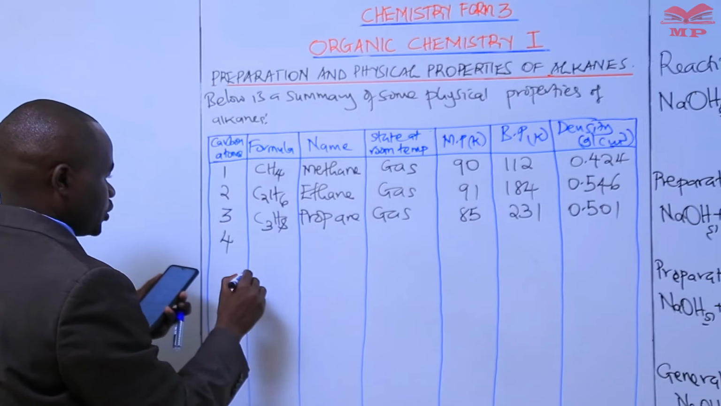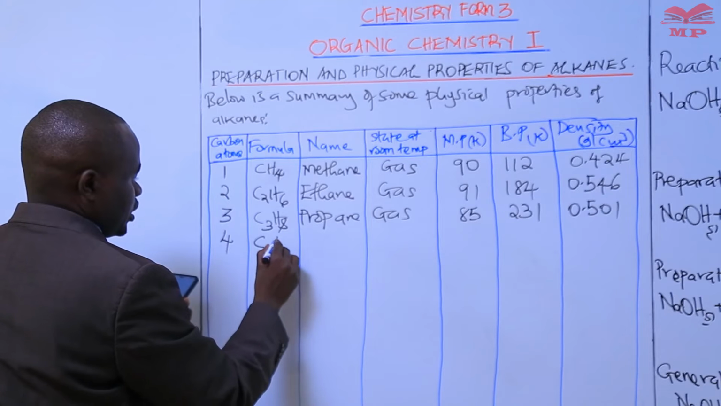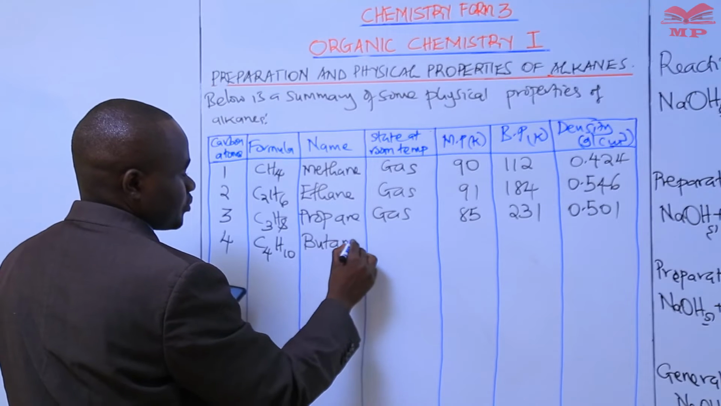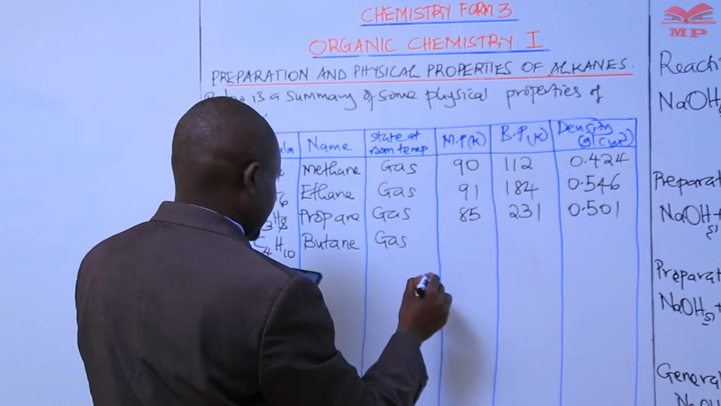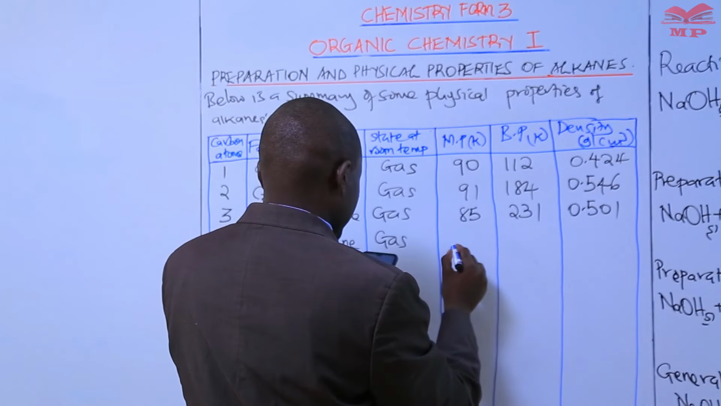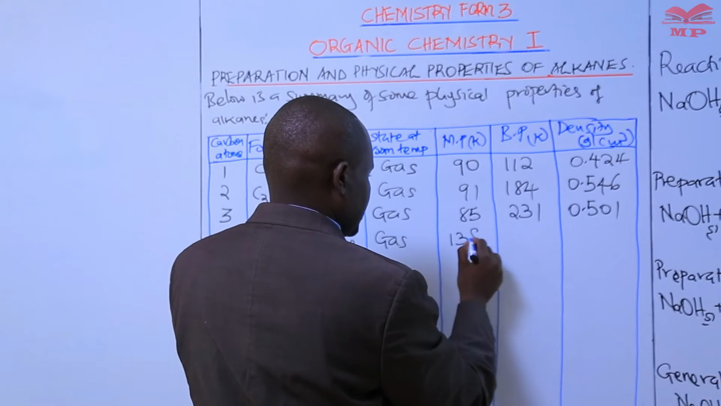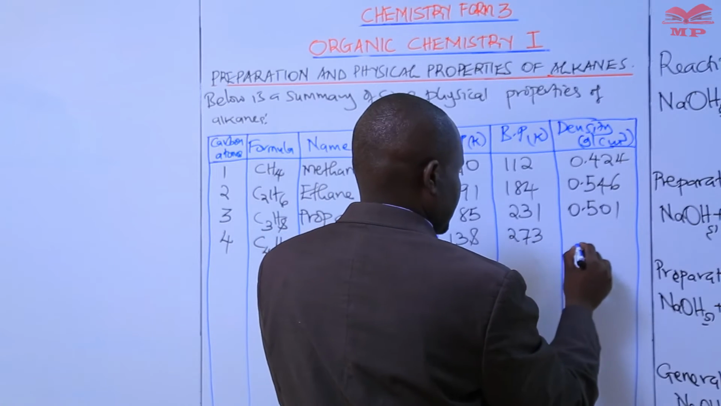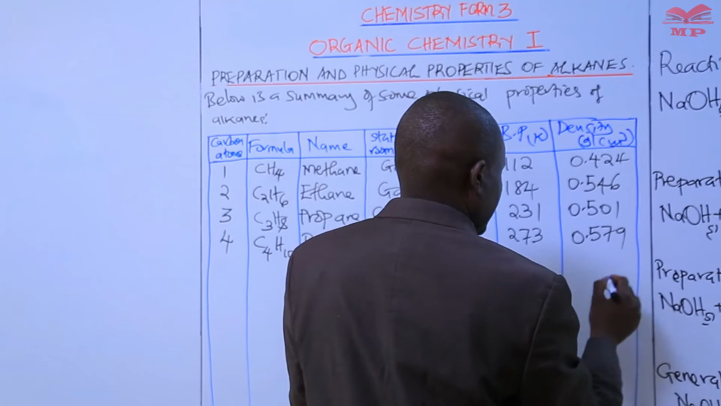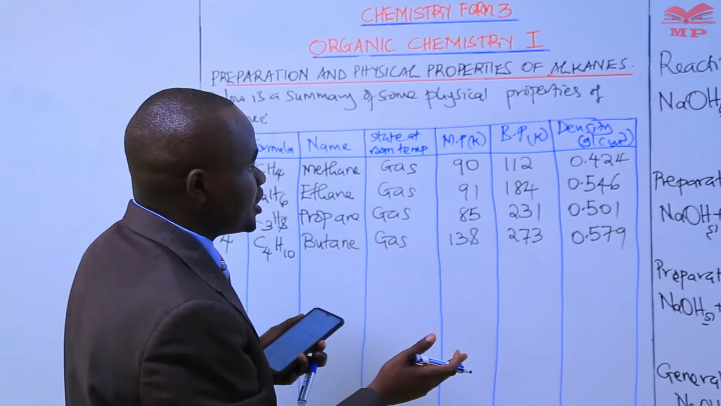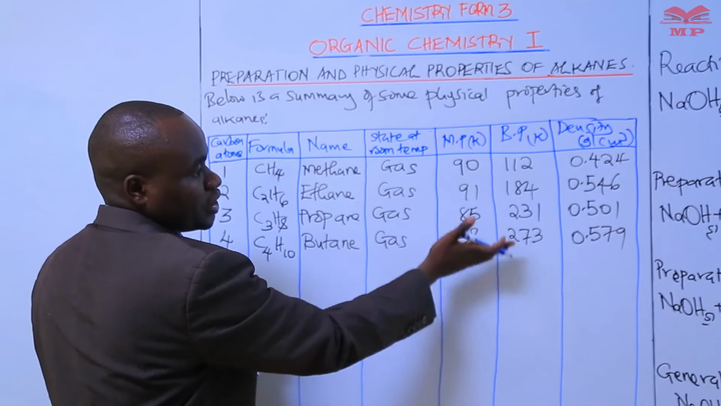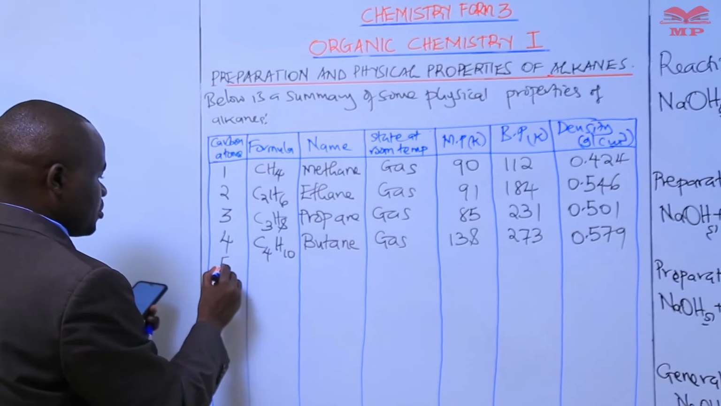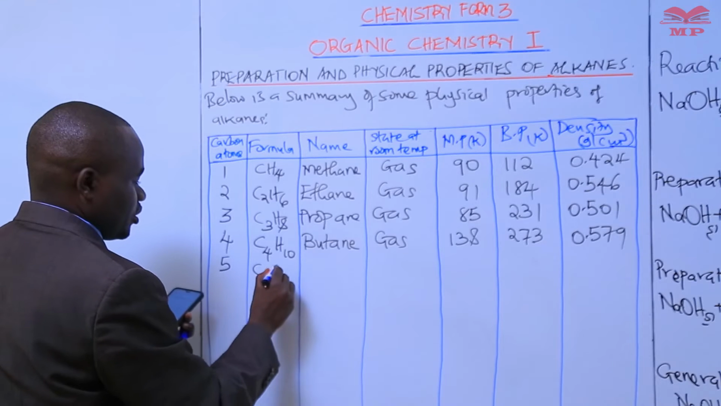Then carbon atoms 4, formula C4H10. The name is butane. State at room temperature, this one is also a gas. Melting point 138 Kelvin. Boiling point 273. Density 0.579. So generally by now you should be able to see the trend. Generally boiling and melting point are increasing. That's the general trend.